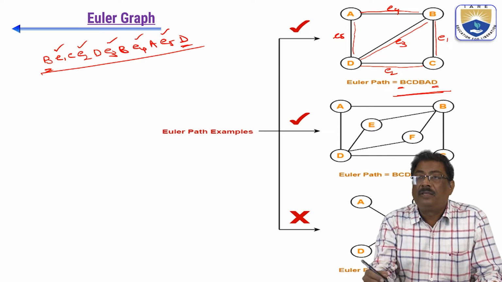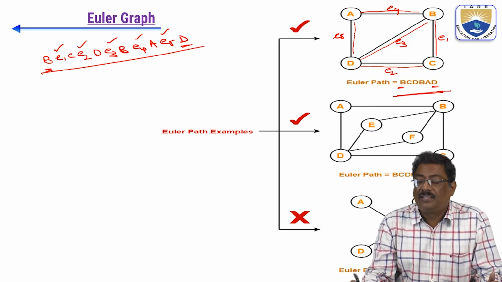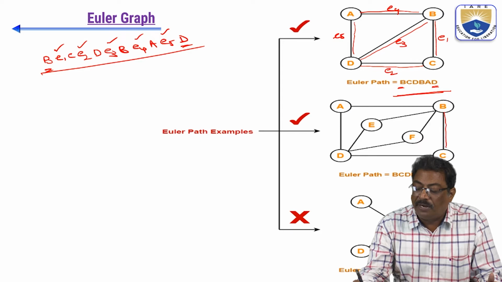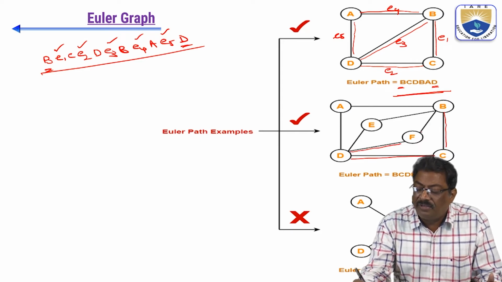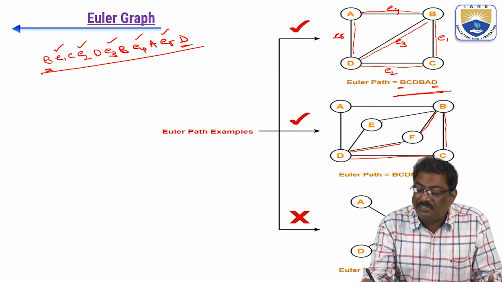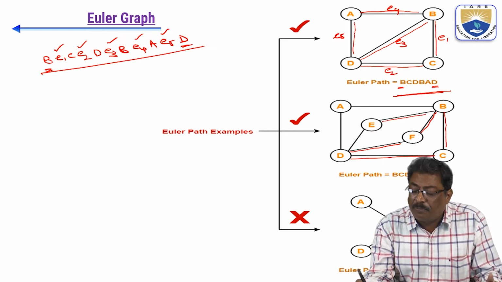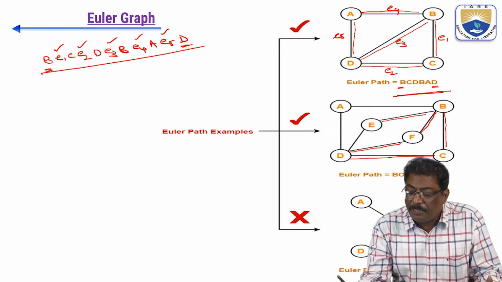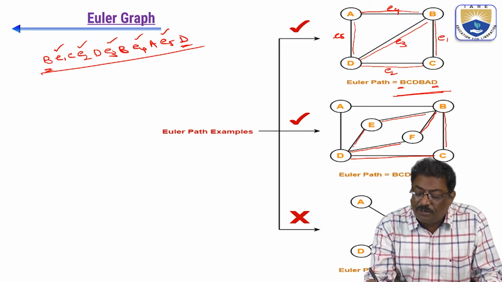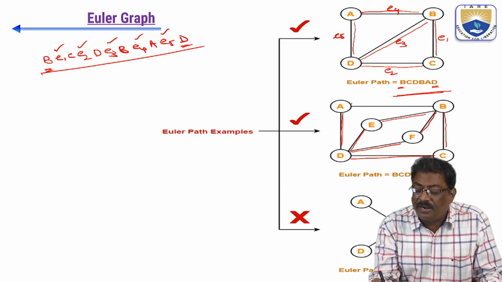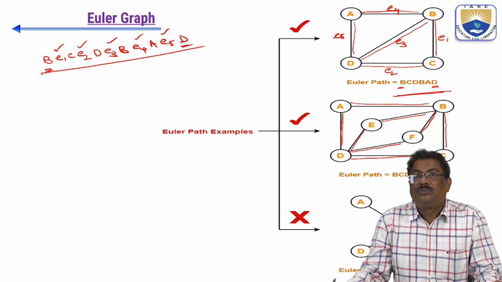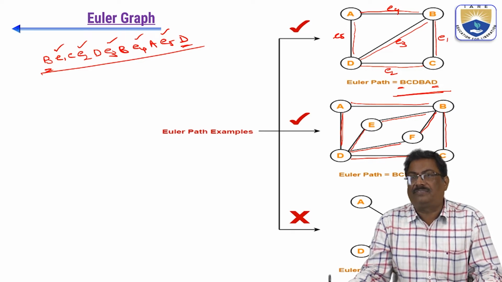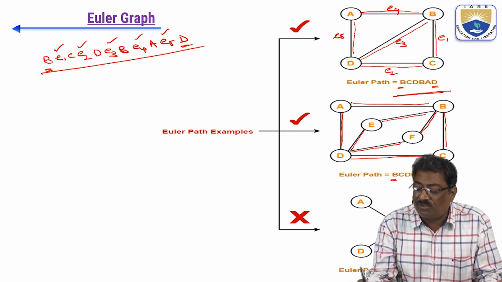And similarly, this is also an Euler's path. Let us say B to C and C to D, next D to F and F to B, next B to E and E to D, and next D to A and A to B. So it is an Euler's circuit. We are saying that a closed path exists.